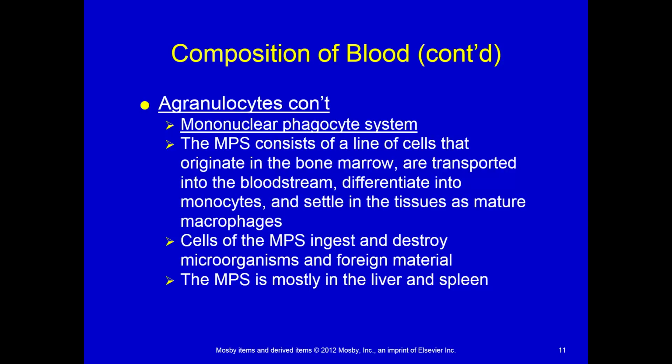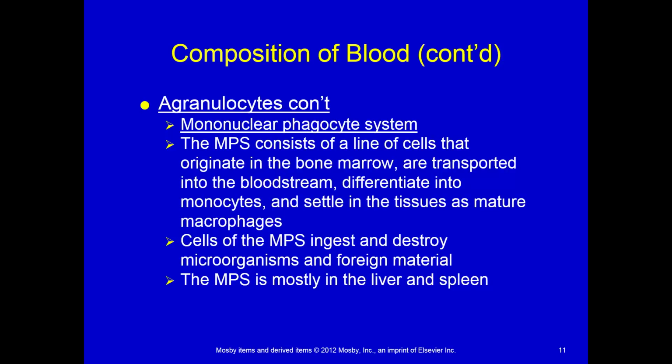So cells of the mononuclear phagocyte system are basically the filtration of our blood system. They are very responsible for filtering blood. So cells of the MPS ingest and destroy microorganisms and any foreign material that may be found in our blood. Okay? Again, most of these cells, the MPS, the system is mostly in the liver and the spleen.